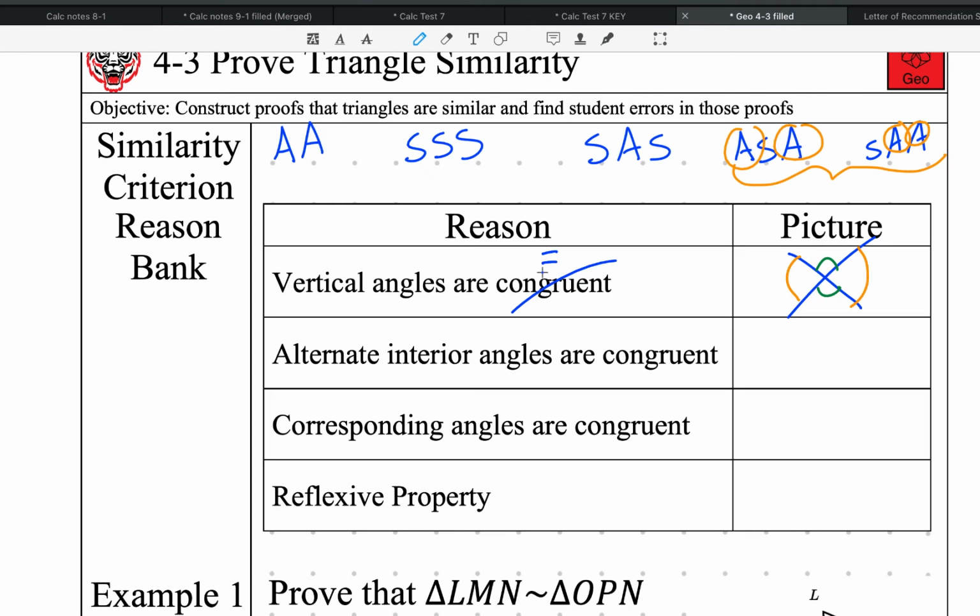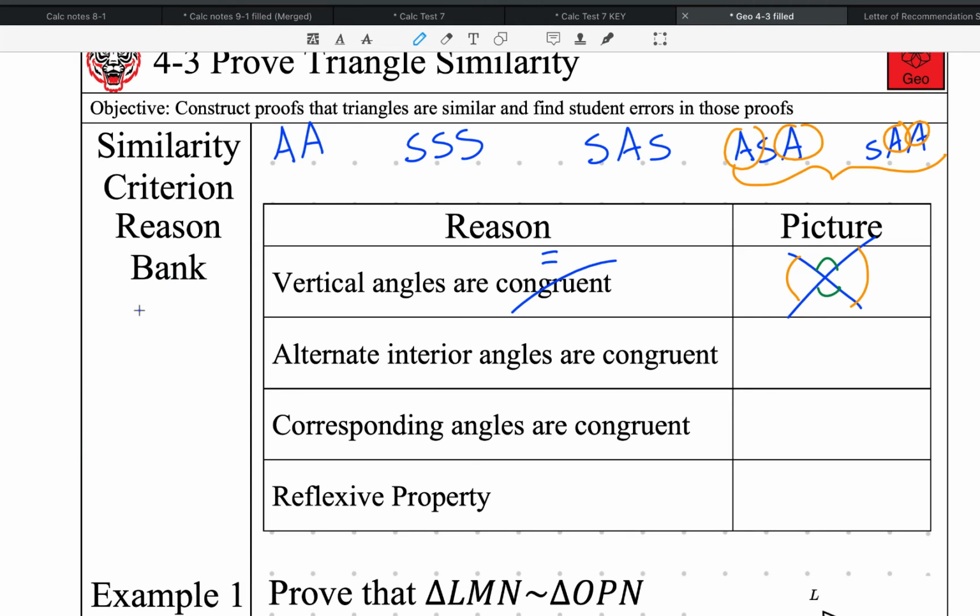All right, alternate interior angles are congruent. What would you draw in the air? Question: what is not a vertical angle if both of those are vertical angles? If I had two lines, this angle and this angle are not vertical angles. So it's just if they're across from each other. Exactly, they have to be across from each other.